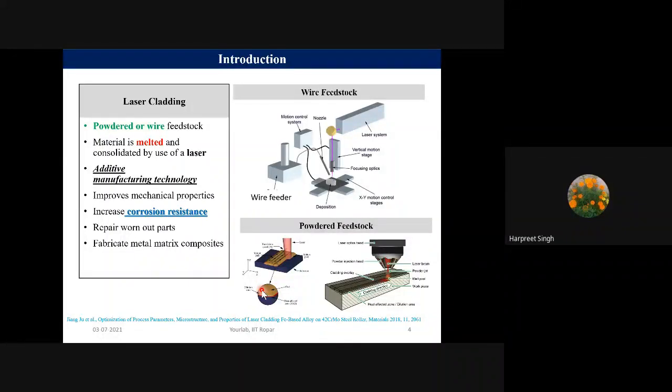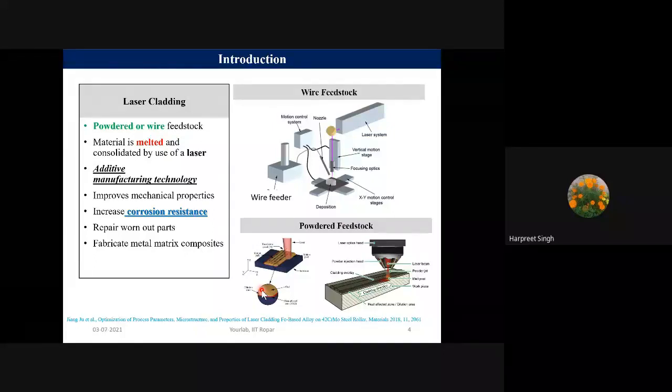Of course, laser cladding has been used for a long time, mostly for tribological applications, corrosion resistance, and so on. Another interesting application is repair work, where we have worn-out parts. You can replace or refurbish those parts very conveniently.